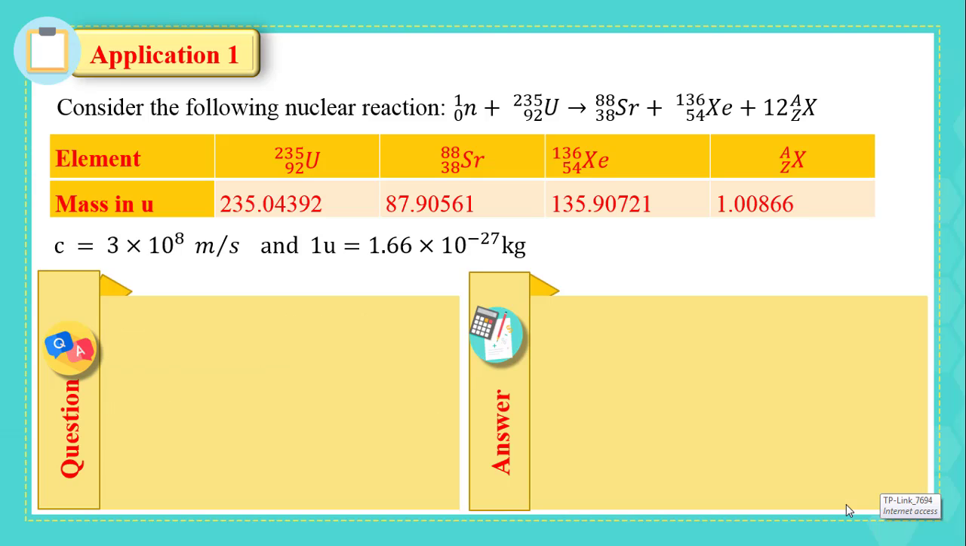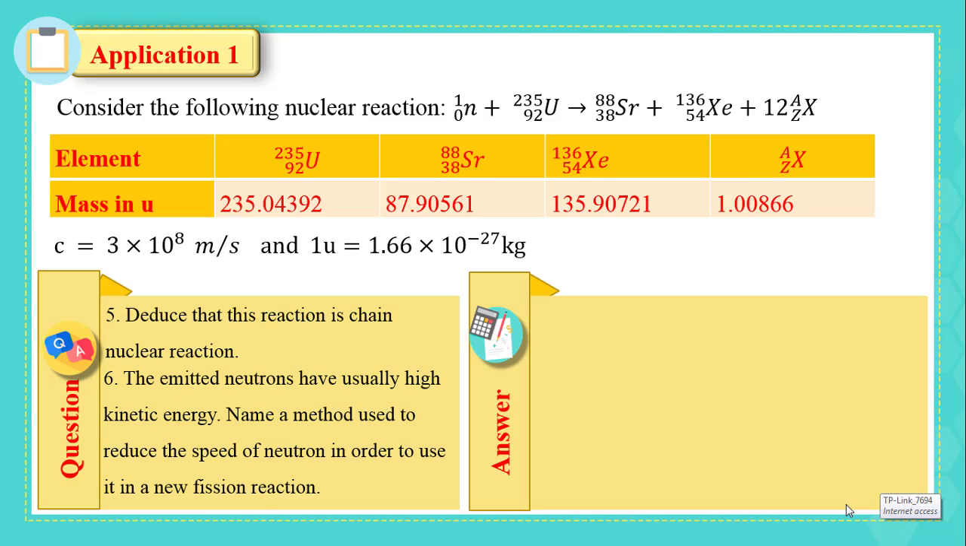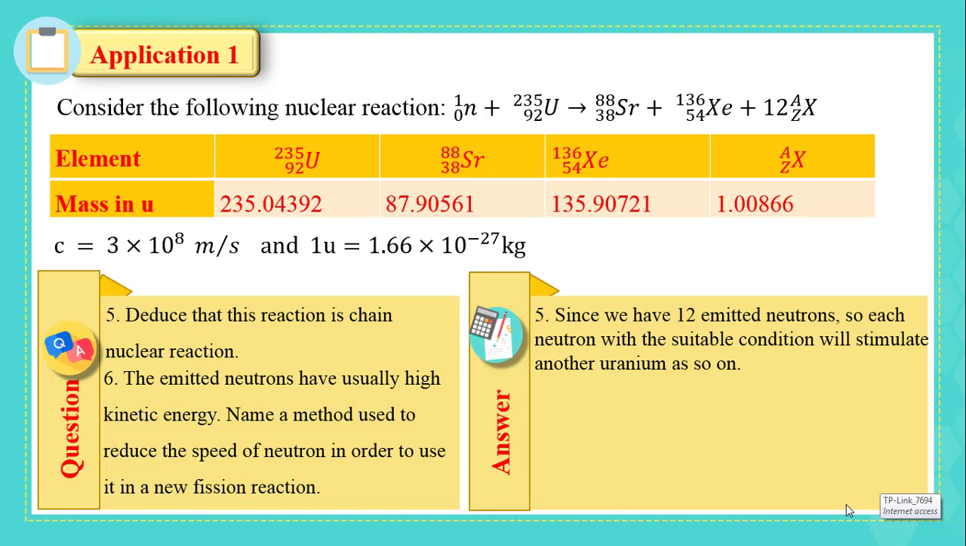In the fifth question, we have to deduce that this nuclear reaction is a chain fission nuclear reaction. We say that since we have 12 emitted neutrons, each neutron with the suitable condition will stimulate another uranium. For this reason, we say that this reaction is a chain nuclear reaction. In the sixth question, we have to name the method used to reduce the kinetic energy of the emitted neutrons. We say that we can use a moderator, which will control the kinetic energy of the neutron.